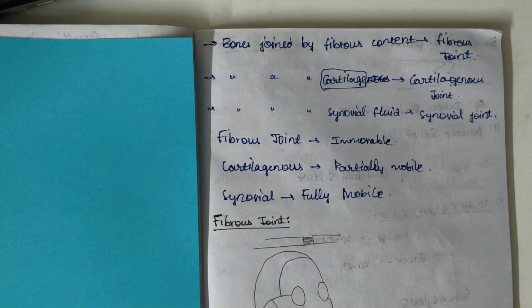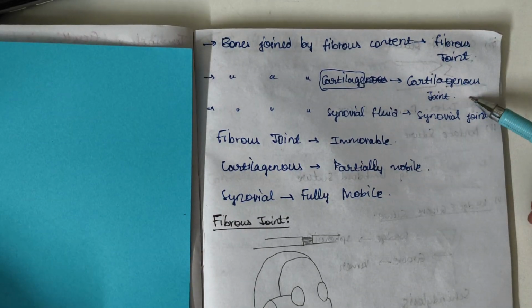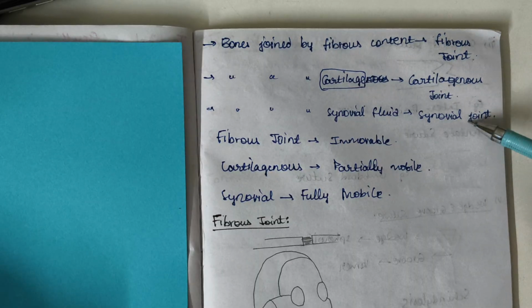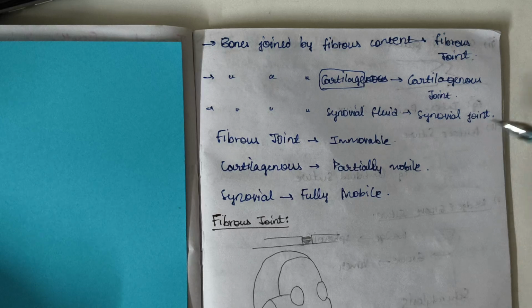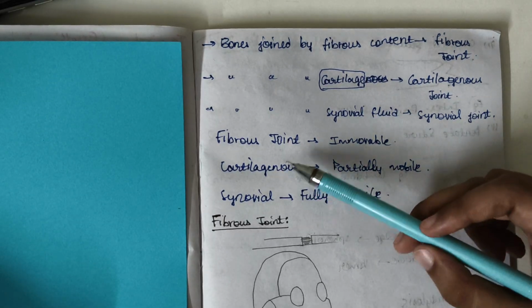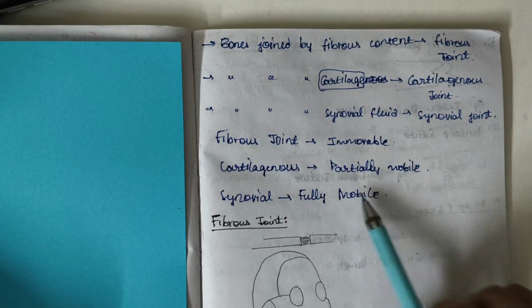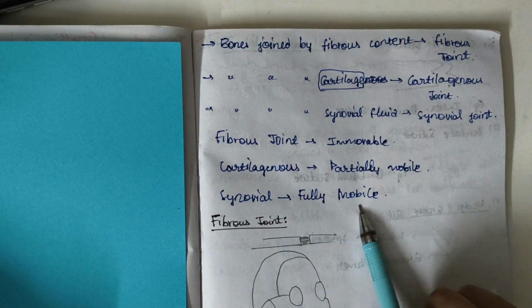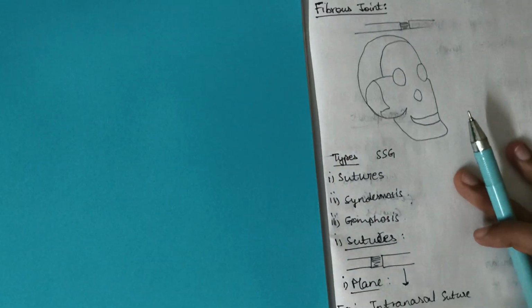Bones joined by fibrous content is known as fibrous joint. Bones joined by cartilage is known as cartilaginous joint. Bones joined by synovial fluid is known as synovial joint. Fibrous joint is immovable. Cartilaginous joint is partially movable. Synovial joint is fully mobile. Now, getting to fibrous joint.